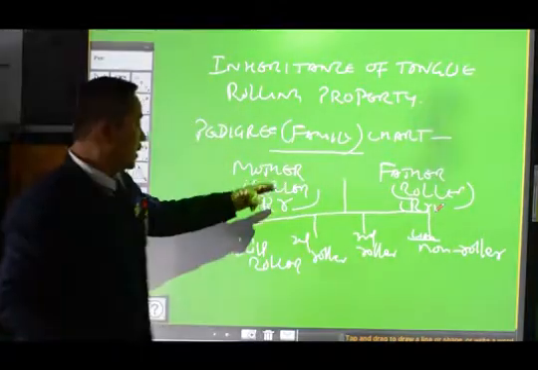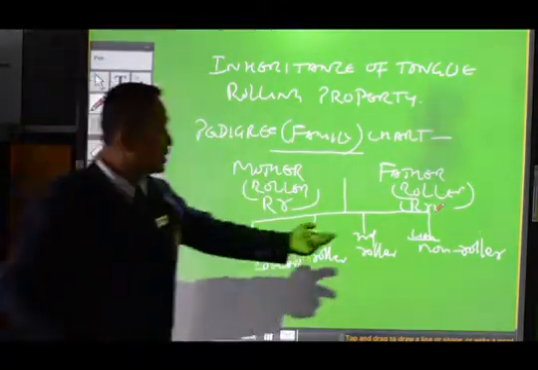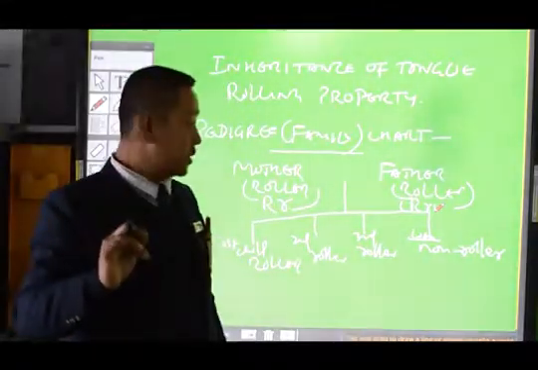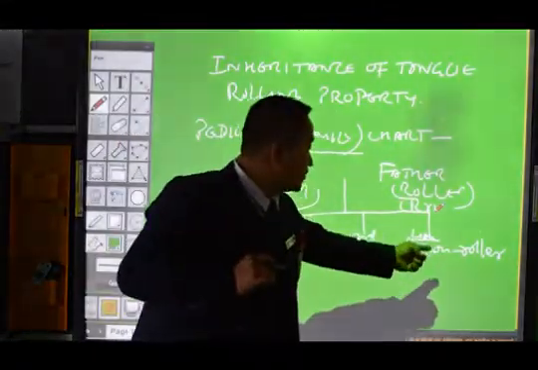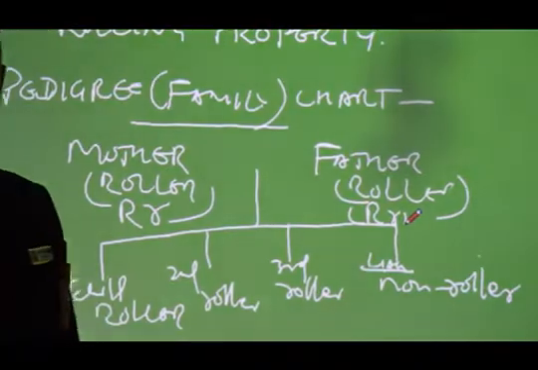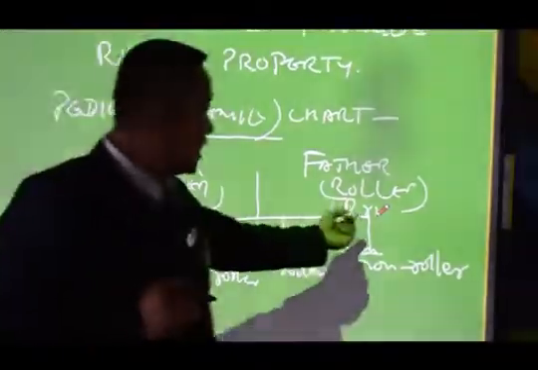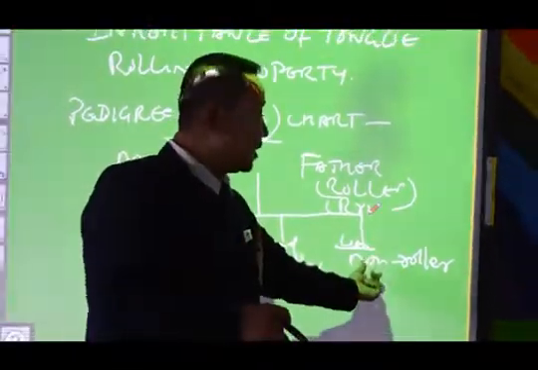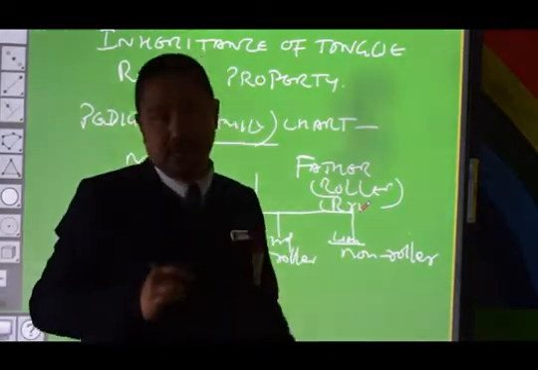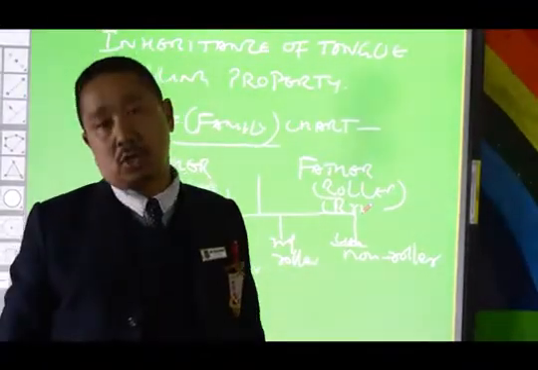So that they can produce three children who are rollers, and only one is a non-roller. Why? Because both the parents have the recessive allele, that small r. These recessive alleles, when combined, make a homozygous recessive, which is the fourth child. So that fourth child cannot roll the tongue.